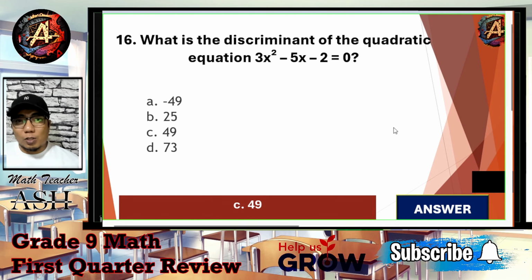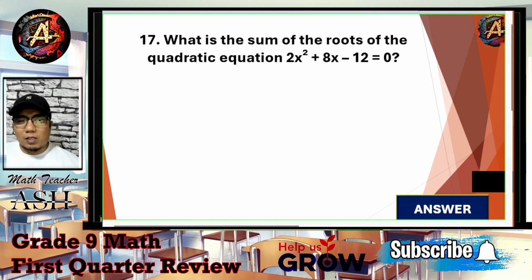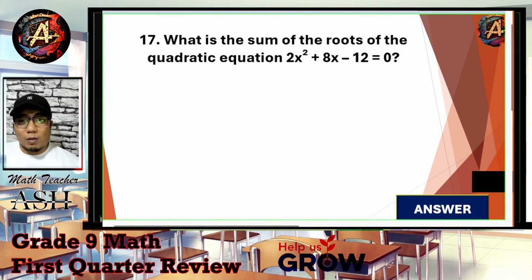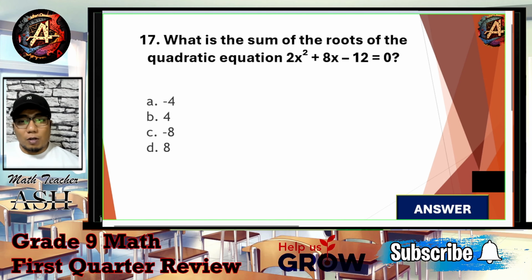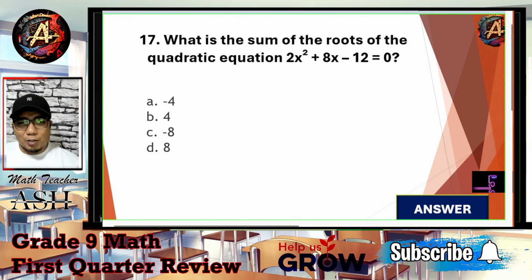Alright, now let us go to question number 17. What is the sum of the roots of the quadratic equation 2x squared plus 8x minus 12 is equal to 0? Is it A, negative 4, B, 4, C, negative 8, or D, positive 8? I'll give you 5 seconds to think about your answer.